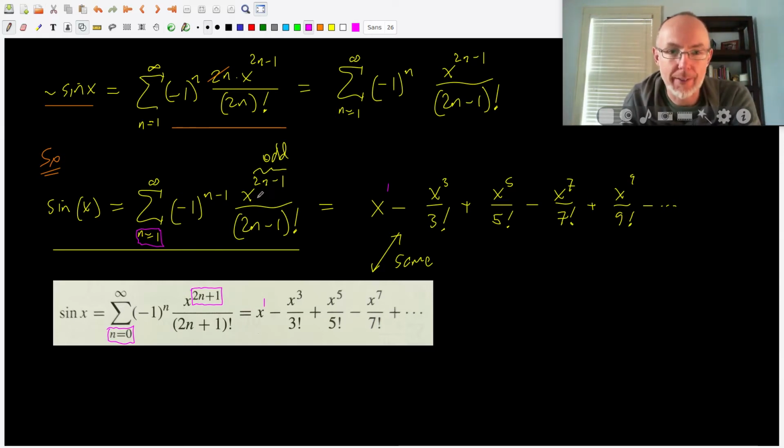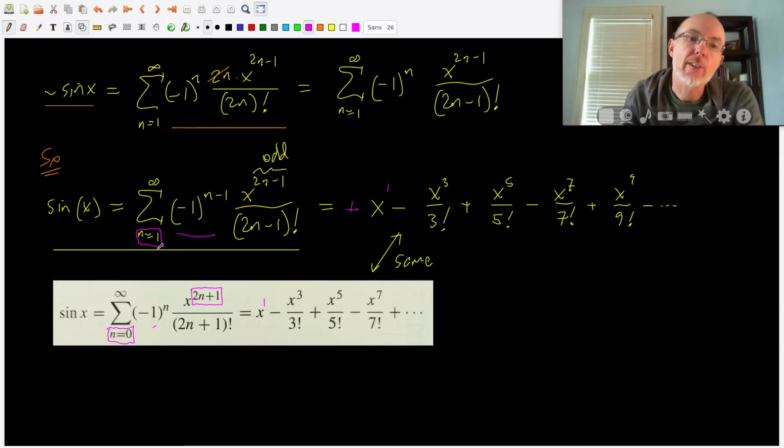Concentrate on the fact that this is x to the odd power divided by odd factorial, and then the minus 1 to a power is chosen so that the first term has a positive in front of it. Right? There's a positive there. And that's what this is producing because n equals 0 to begin with. That's what this is producing because n equals 1 to begin with.